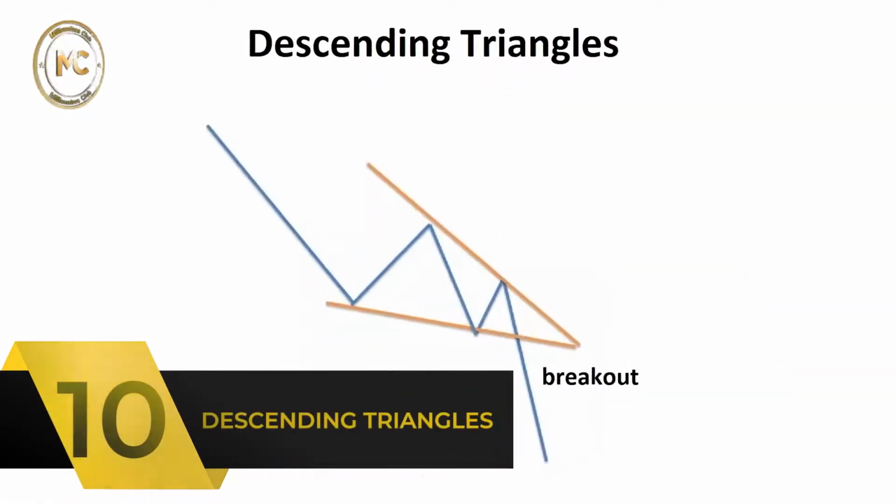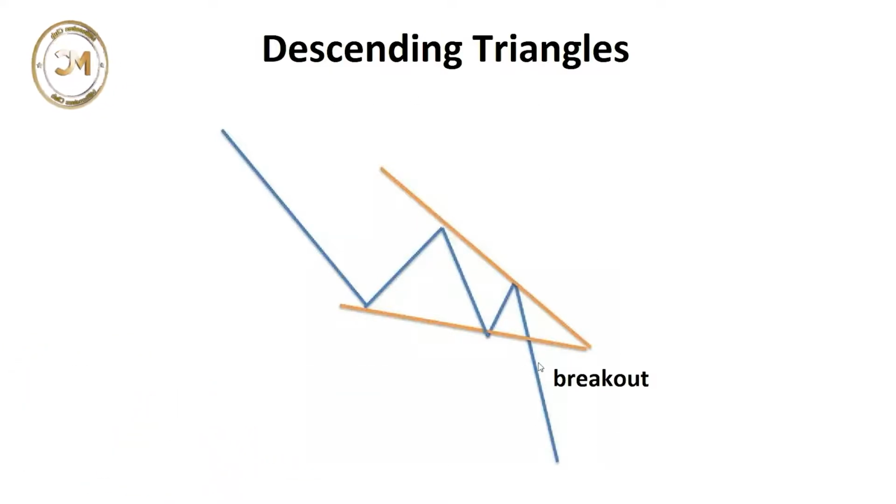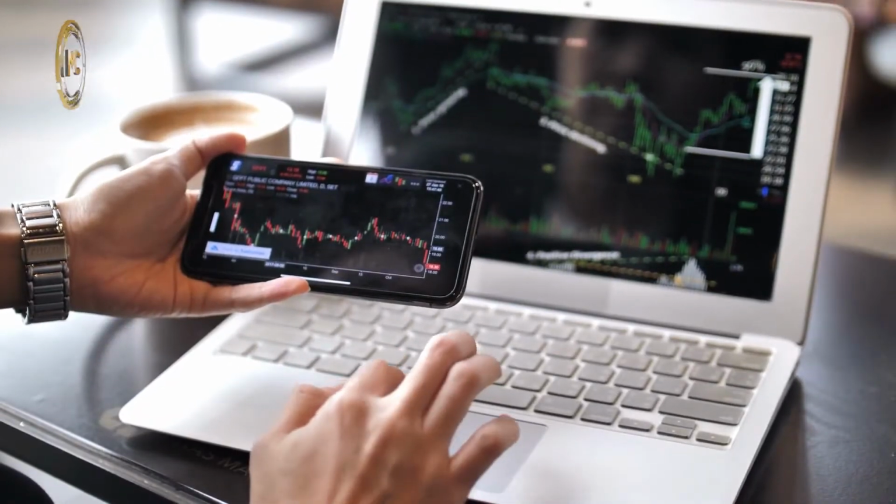Number 10. Descending triangles. Similar to the ascending triangle, the descending one is also a continuation chart pattern. However, it's a bearish continuation pattern and is formed during the downtrend. Sometimes it can also be formed at the end of an uptrend as a reversal pattern. However, it's more commonly regarded as a continuation chart pattern. Alright, that's all for today.